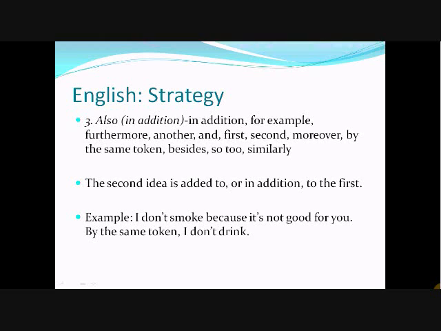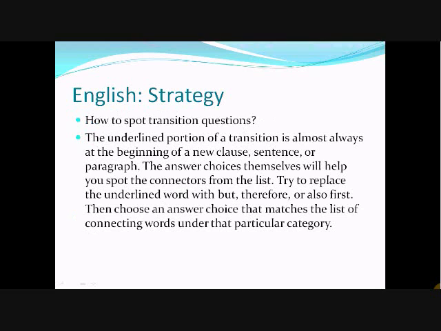The last type of transition is called also, or in addition. Words similar to also include in addition, for example, furthermore, another, and, first, second, moreover, by the same token, besides, so too, and similarly. The second idea is added to, or in addition to, the first. For example: I don't smoke because it's not good for you. By the same token, I don't drink. They don't smoke because they're concerned about their health. Thus, they're not going to drink either.